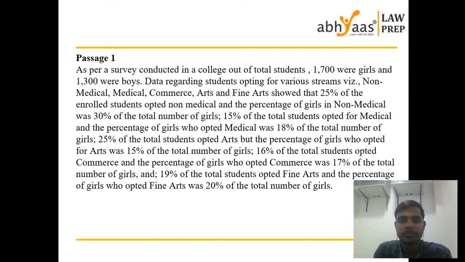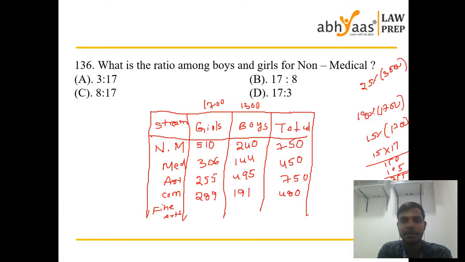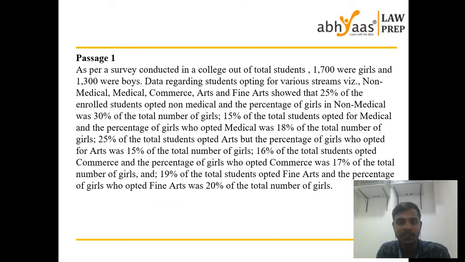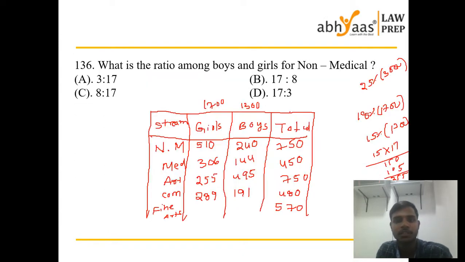Next, the remaining 19 percentage of the total students opted for fine arts. 19 percentage of 3000 is 570. 570 students opted for fine arts. In this 570, the number of girls opted were 20 percentage of the total number of girls.